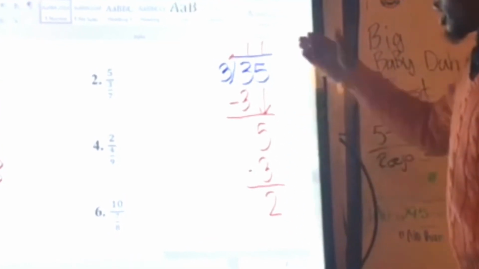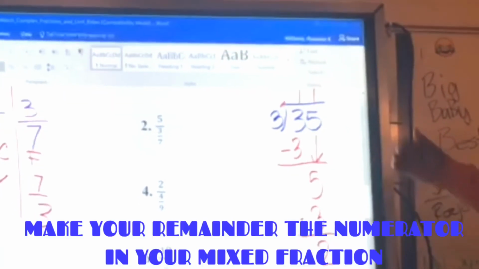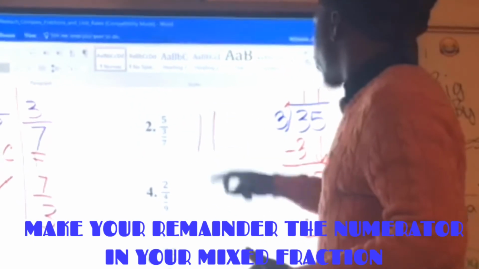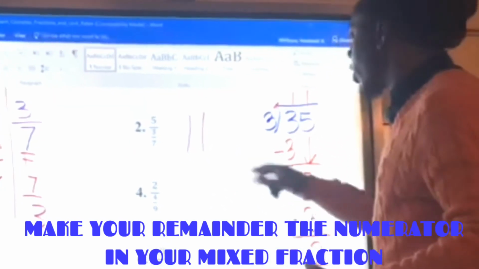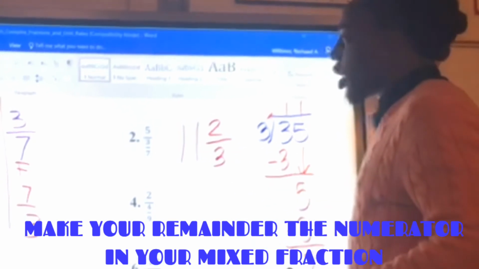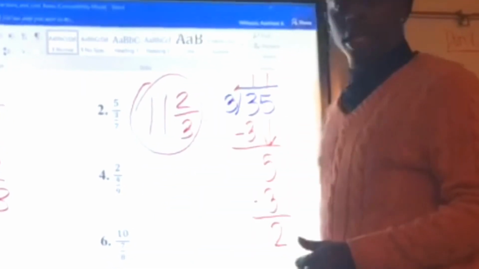Now when I'm looking at this number and I'm processing it, I say, okay, well this is a mixed number. What I always do, the number in my quotient is going to be my whole number. Then my remainder is my numerator. And of course, the 3 is the denominator. It never changed. So my answer would be 11 2/3.